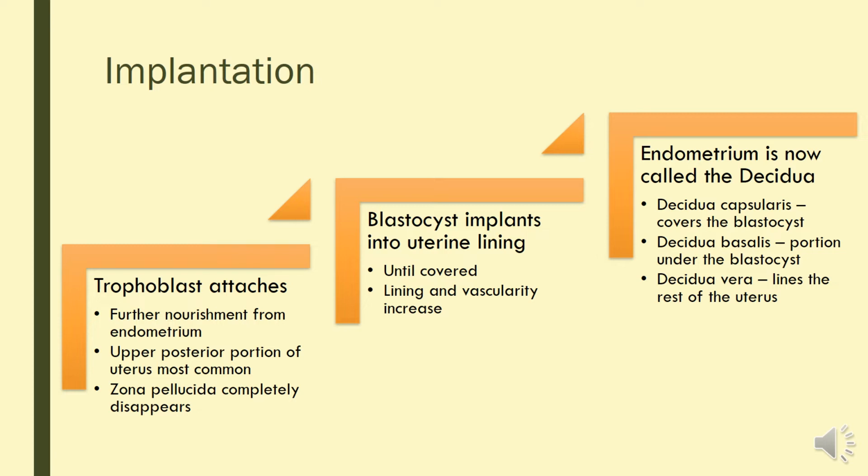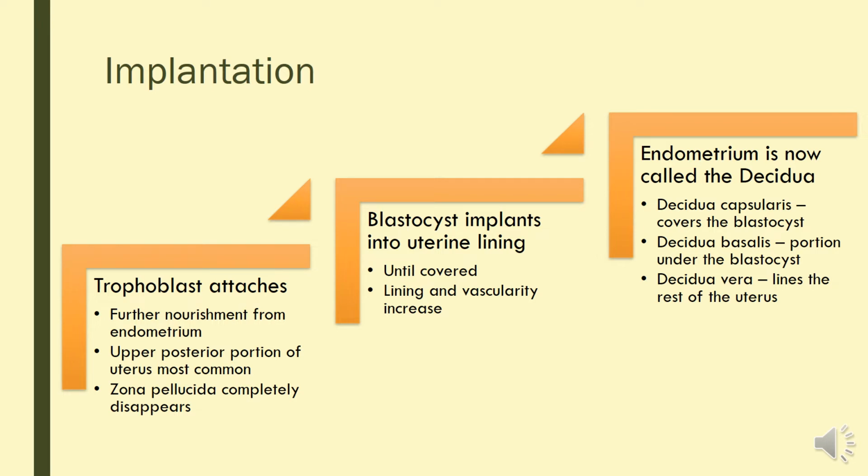Implantation starts with the attachment of the trophoblast to the endometrium for nourishment. This usually occurs in the upper posterior part of the uterus near the fundus. The zona pellucida then completely disappears around 7 to 10 days as the trophoblast has replaced it. This allows the blastocyst to then burrow into the uterine lining until it is completely covered.